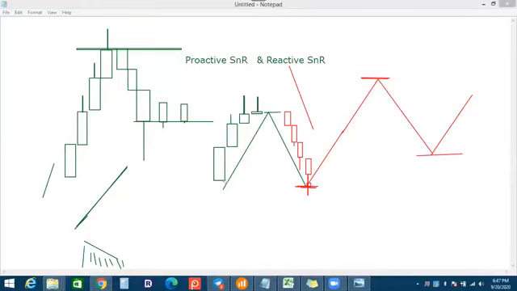So now, after completion of this proactive and reactive support and resistance, now I am talking about the biggest mistake of the traders when they are drawing the support and resistance. On the drawing of the support and resistance, they are making so many mistakes. When the level is wrong, then don't expect this level will work or not work. Look at here.